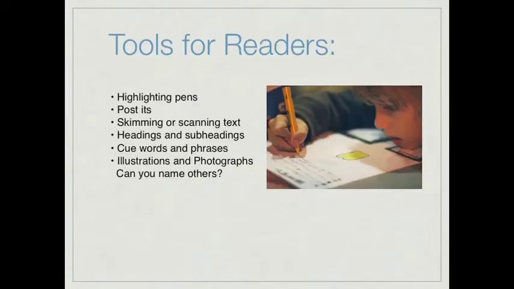Some tools for readers when determining the importance in text might be highlighter pens, post-it notes, skimming or scanning text, headings and subheadings, looking for keywords and phrases, using illustrations and photographs. Can you name any more? When you determine importance in text, you actually get down to the author's intent in writing that text.